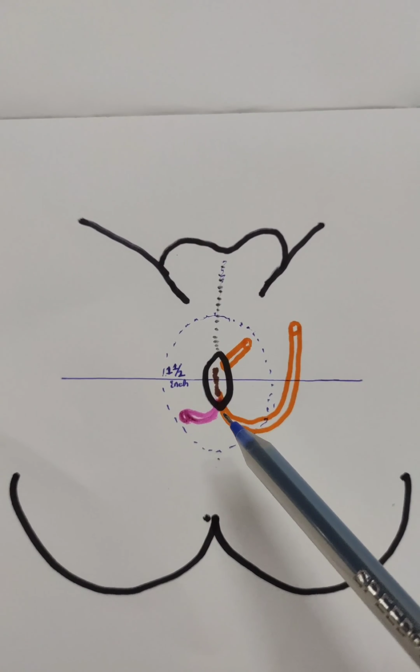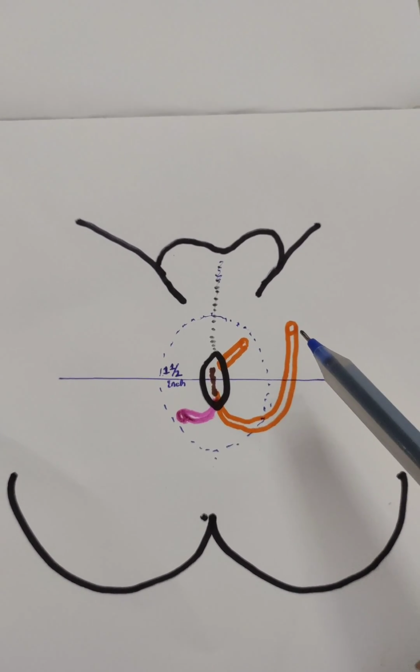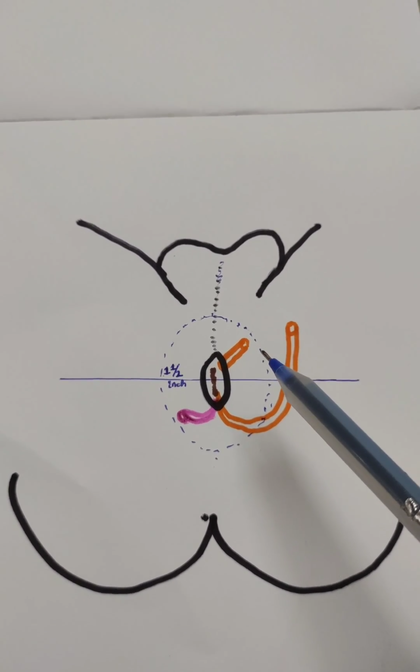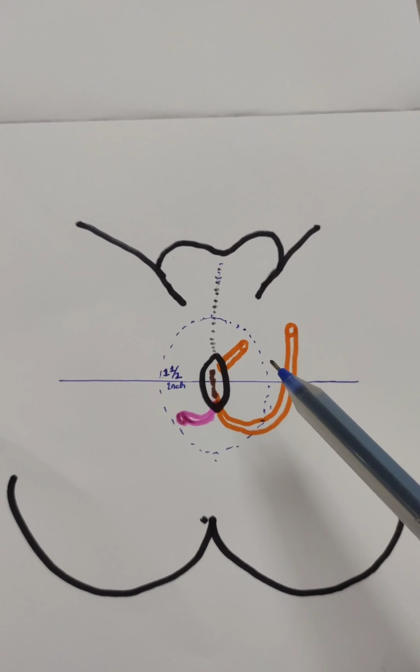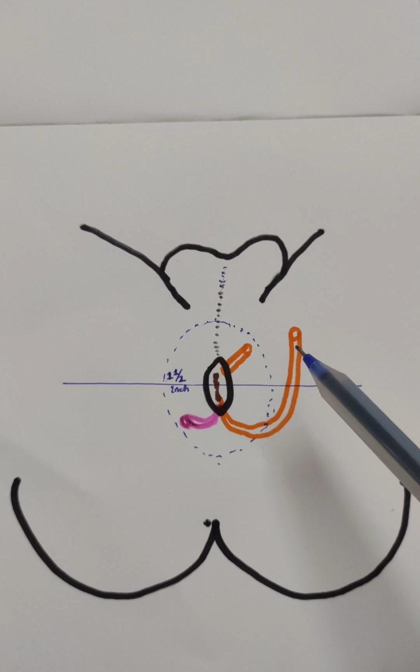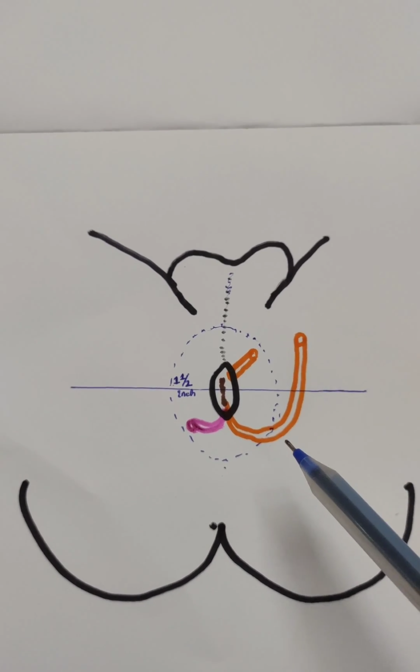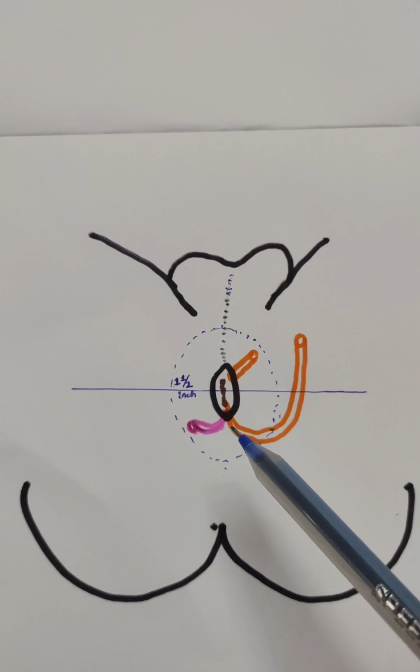So exception to this rule is when the external opening is situated beyond the imaginary circle or beyond 1.5 inch, then the course of the tract is curved and it always opens in the posterior midline.